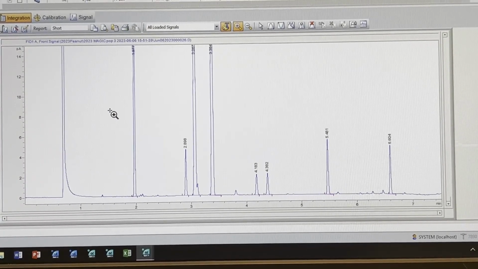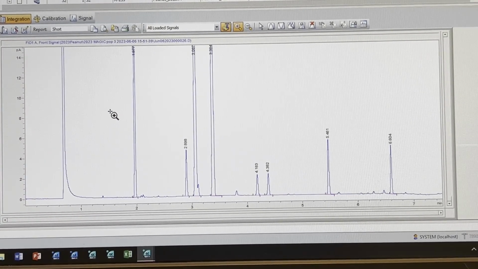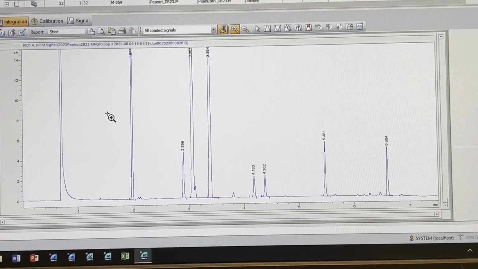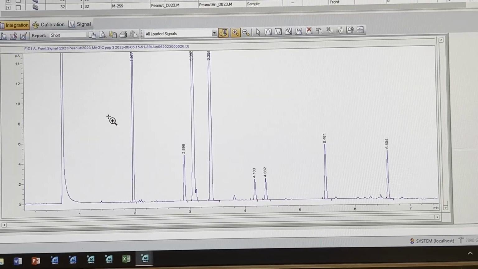While there are other methods for estimating fatty acid composition, FAME analysis using gas chromatography is an accurate and efficient method for screening large numbers of samples in a breeding program.